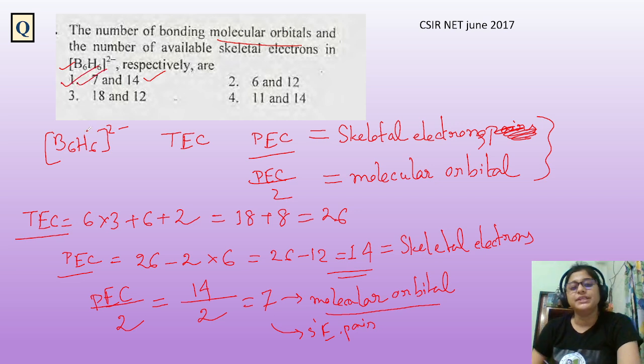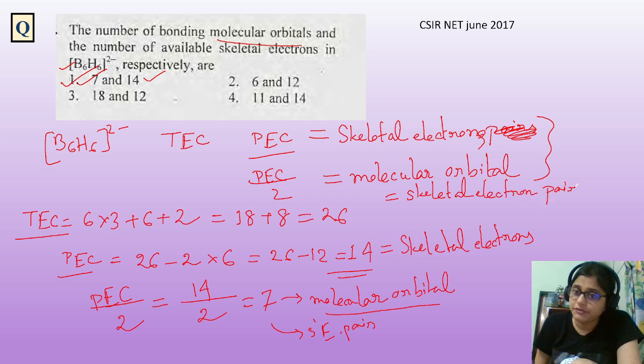So 1 should be the answer. Fine? Clear? So PEC is nothing but the skeletal electrons, and PEC by 2 is the molecular orbital or skeletal electron pair.